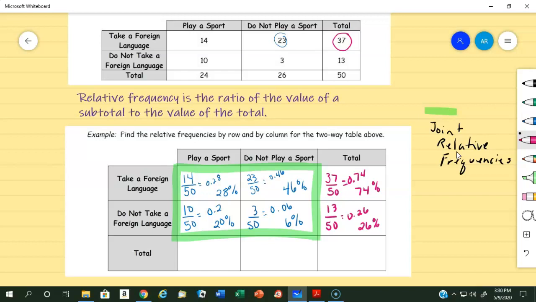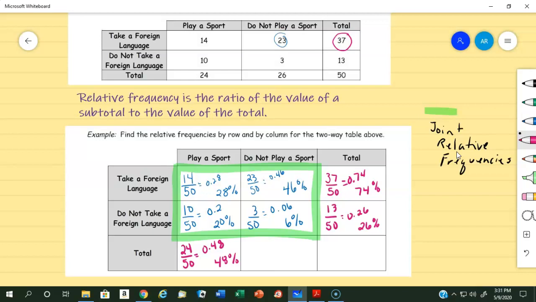And obviously, we can do the same thing with the columns. So this would be the column of everyone who played a sport. So that was 24 over 50, over the total. And if I do that division, 24 divided by 50, I get 0.48 times 100 is 48%. You'll also notice that 28% plus 20% is 48%, as you would expect, because we're all relative to the total.